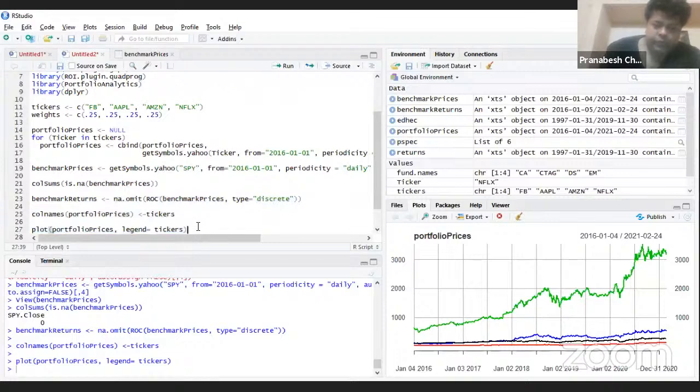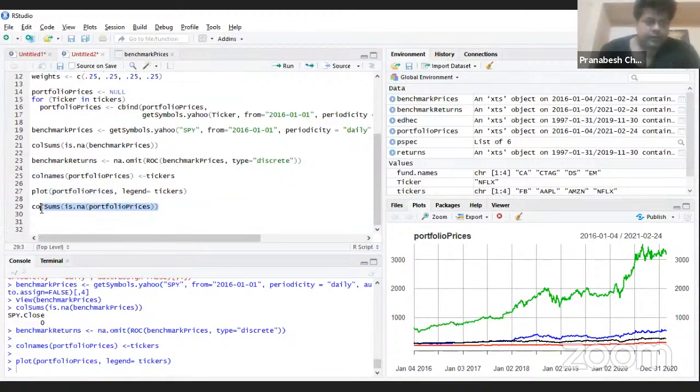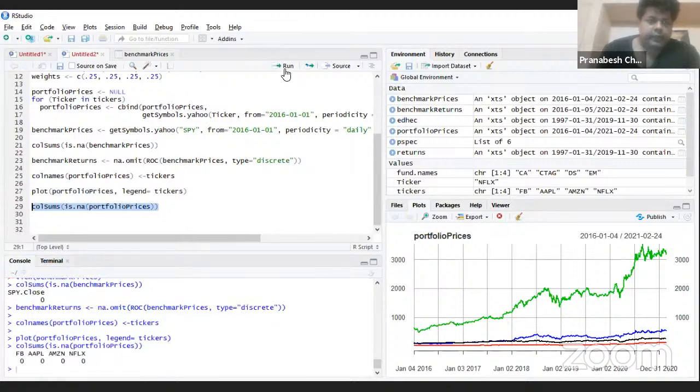So now we will have to calculate our CAPM equation. Let's see how we can create our CAPM model. The next thing that we want to do is check the portfolio prices. Is there any null? This is how you check your null values. There are no null values, so that is perfect.